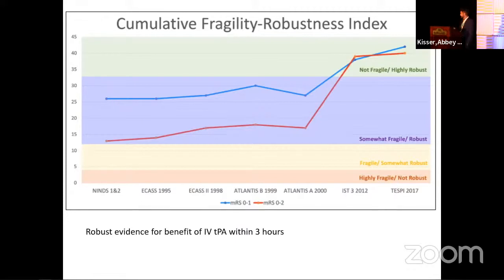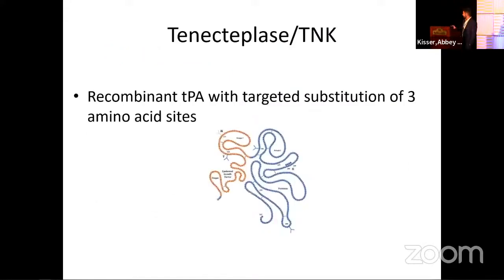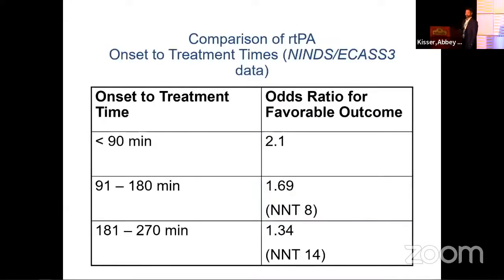But the bottom line of this slide is, nowadays with the trials, we know that the tPA trials are very effective. By the way, tPA is time dependent. So the sooner you give it, the better it works. So number needed to treat, you can see that improves the sooner you give it, especially within the first 90 minutes.